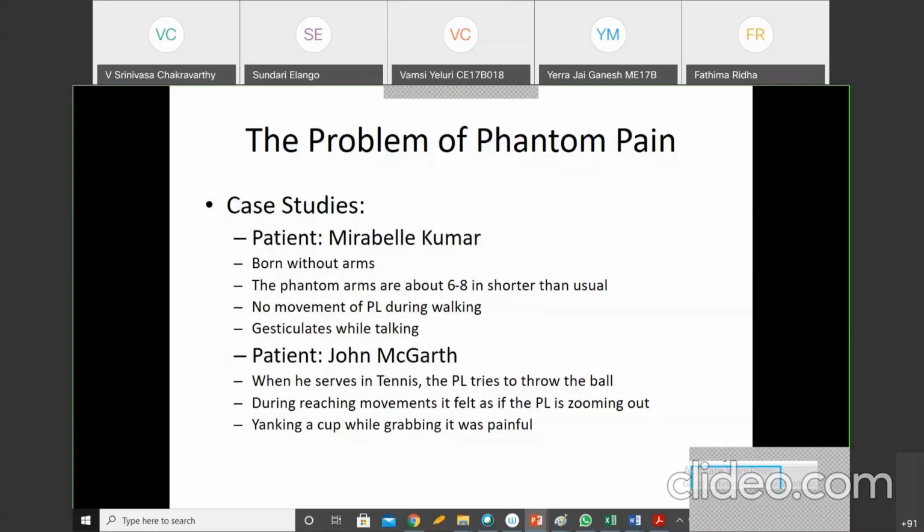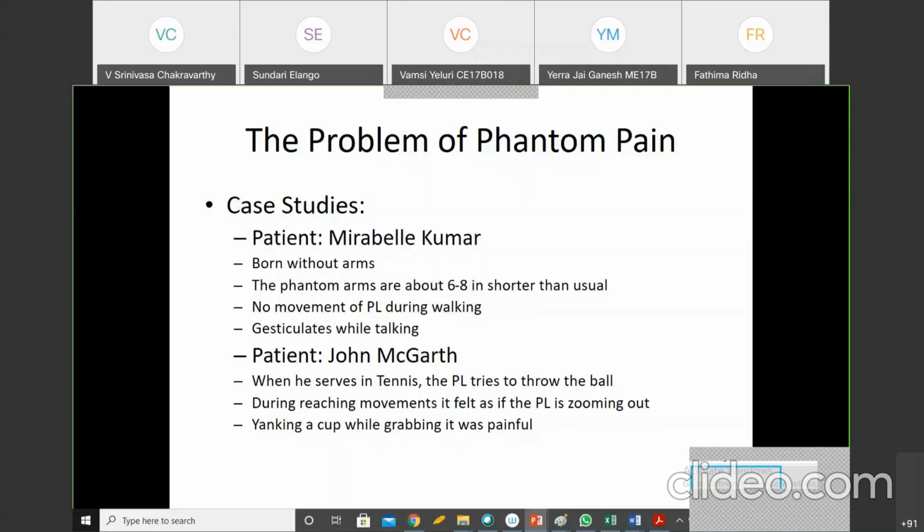Another patient is called John McGrath. This guy is a tennis player, and when he serves in tennis, the phantom limb tries to throw the ball. Since he has only one hand, he cannot throw the ball and hit it with the racket. If somebody throws the ball, he can hit it with the racket. But when he tries to hit it, his phantom limb seems to try to throw the ball.